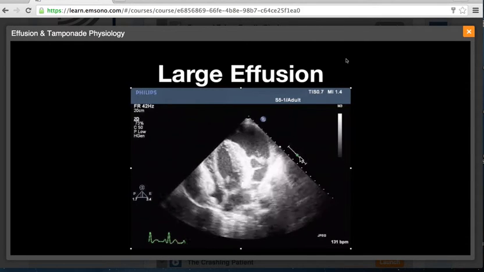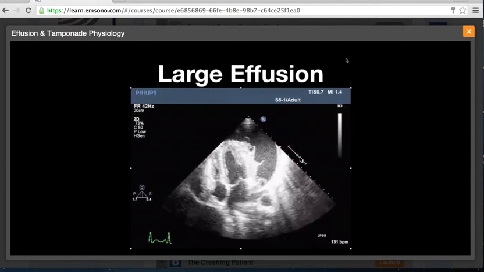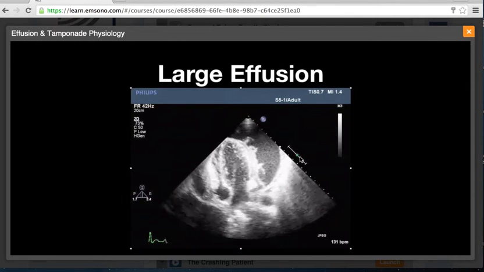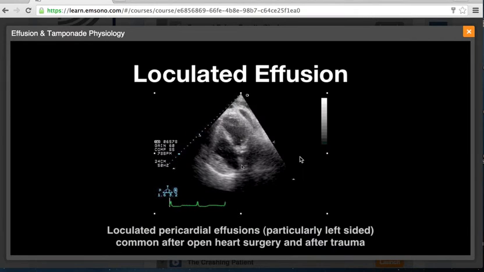But this measured greater than 2 centimeters at its widest, and it is circumferential. Now here's a patient who had undergone a prior open heart surgical procedure.